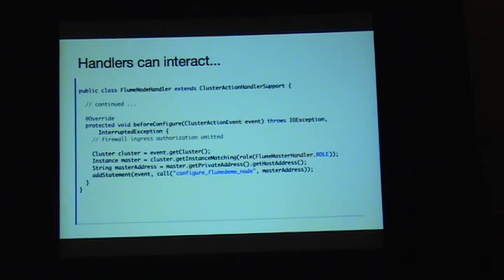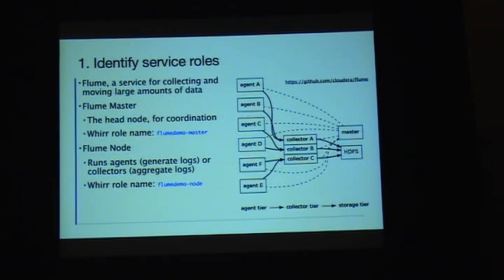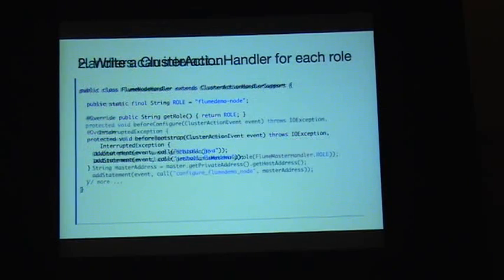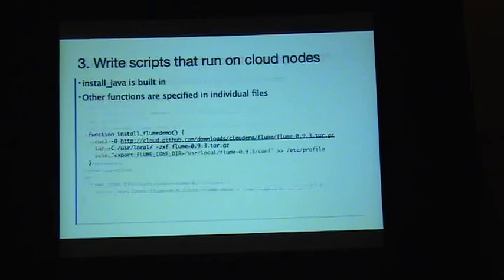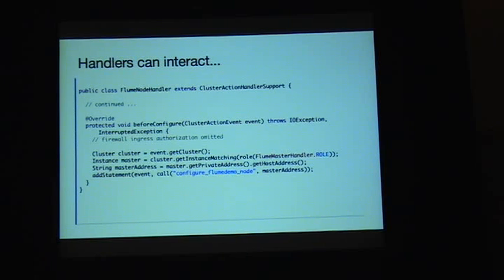Now, there's a slight complication because if I go back to this slide, the Flume nodes have to know about the master. They have to know what the master's address is. So the question is, how do we discover that? And the answer is, in the configuration phase, we know the state of the cluster because the bootstrap phase is finished and we know what instances are in the cluster.